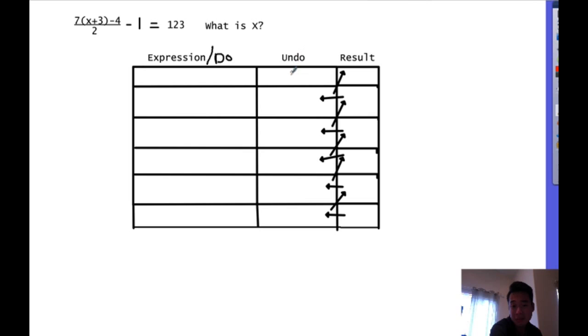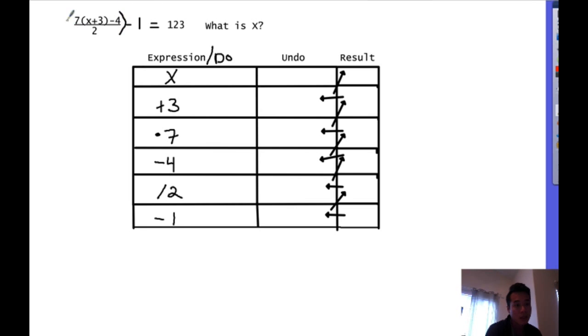So before I even start solving it, I'm just going to build it first. Okay? Here's my variable, so to speak. Here's pick a number, like in number tricks. First thing that happens to it is it gets increased by 3. After it gets increased by 3, it gets multiplied by 7. After it gets multiplied by 7, it sits with negative 4, or 4 is taken away from it, or subtract 4. And then it gets divided by 2, and then minus 1.